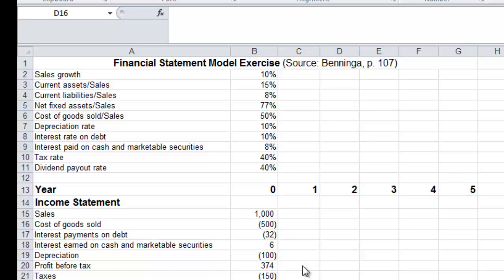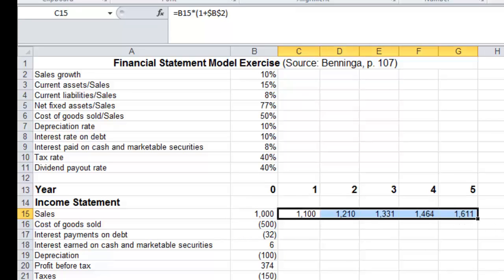So the sales in year 1, if we click on C15, would be equal to the previous year's sales times 1 plus the sales growth rate of 10%. And since we only have the growth rate in one cell, we need to use the F4 key to freeze the sales growth rate with the dollar signs. So the year 1 amount is 1100, and we can copy that on out to the other years.